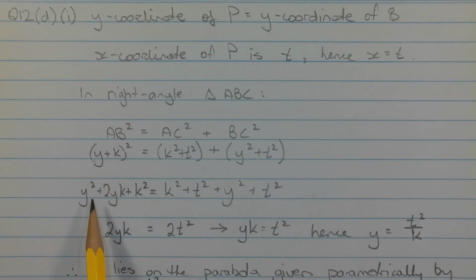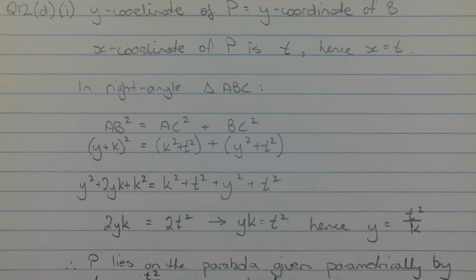We get y squared plus 2yk plus k squared is equal to k squared plus t squared plus y squared plus t squared. Now the y squared and the k squareds on both the left and the right hand sides will cancel, and we're left with 2yk is equal to 2t squared. We get that by combining the t squareds here and here, since they're both like terms. Dividing both sides of this equation by 2, we get yk is equal to t squared. And then dividing both sides of the equation by k, we get y is equal to t squared over k.